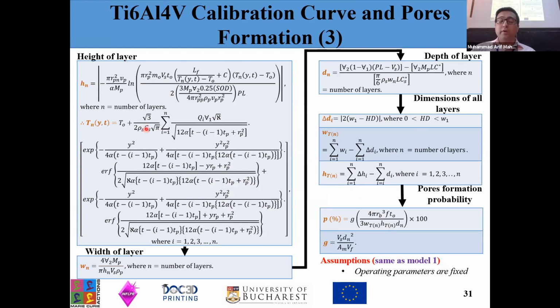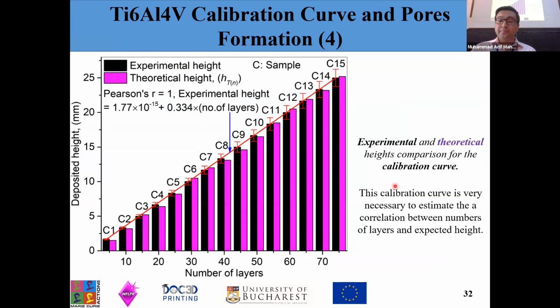So we developed some models. The first equation is for the height of the layer. The second equation will help in calculating the width of the deposited layer. The third equation will result in the depth of the layer deposited in the substrate. The fourth equation will help us calculate the dimensions of all the layers deposited on a substrate. And the last equation will assist in identifying the pore probability within the deposited layers.